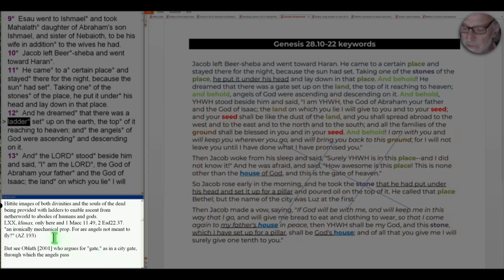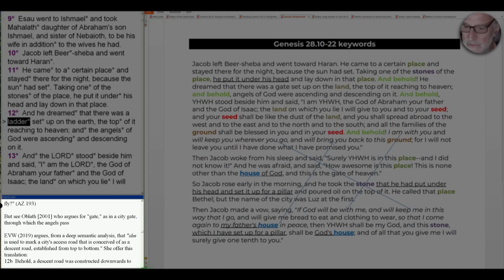In the Septuagint, it has the word climax, from which, of course, we get the English word climax, but it's only there once in First Maccabees and also in Second Esdras, so it's not enough of a context to determine a meaning. As Avivah Zornberg notes, whatever we think of it being, it's an ironically mechanical prop for our angels not meant to fly. Although she says it rhetorically because angels so far in Genesis were not meant to fly. We saw them in chapter 19 as the visitors in Sodom, and they had the power to cast blindness on people, but we don't ever see them flying.